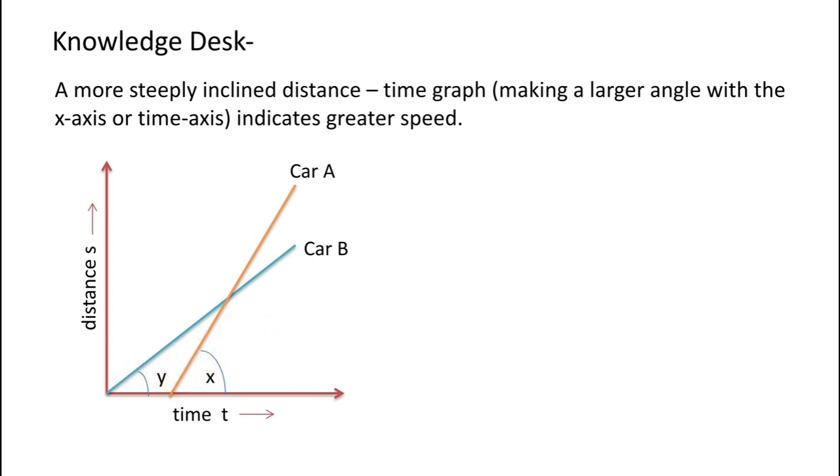The distance time graph which is making a larger angle with the time axis indicates the greater speed. Hence here we see that the distance time graph of car A is making a larger angle with the time axis as compared to the distance time graph of car B. Hence we can say that car A is moving faster than car B. Why? Because the angle made by the distance time graph of car A is greater than the angle made by the distance time graph of car B.